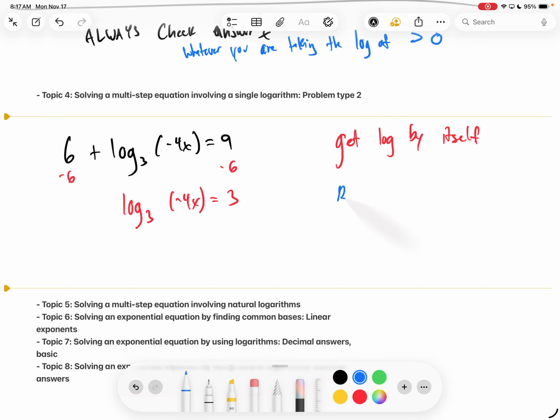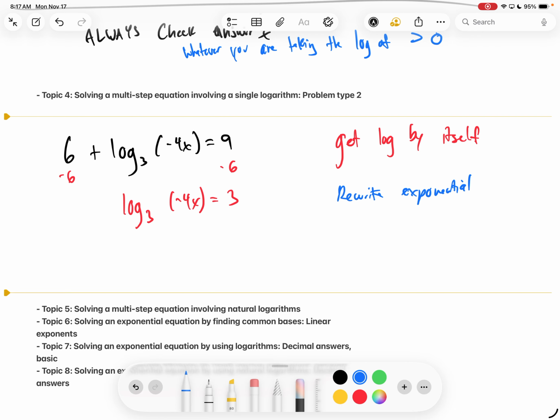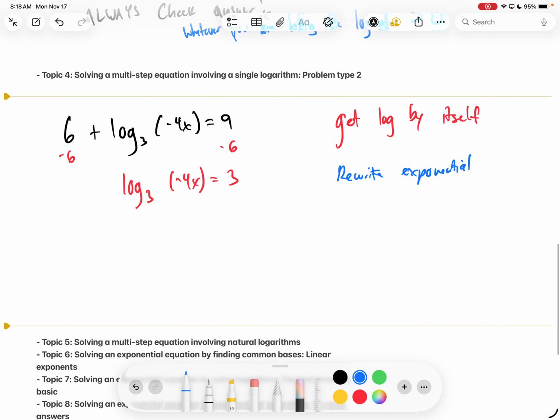Now we are going to rewrite it in exponential. Okay. And now it's just like the problems that we did previously. Like all you got to do is get the log by itself first. So it's base 3 to the third power equals negative 4x. That would be 27 equals negative 4x. Divide by negative 4. So it'd be negative 27 over 4 equals x.